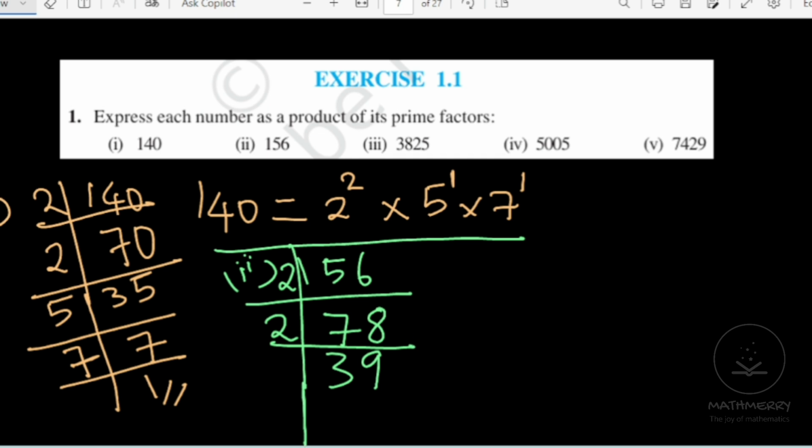Is it divisible by 3? If we take 2, it's an odd number, so it is not divisible by 2. So we take 3. Now when we divide 39 with 3, what we will get? 13. Now 13 is a prime number, so we cannot divide it further, so this is our factorization. So we can write 156 is equal to 2. How many 2s are there? 2, 2 times, and 3 and a 13.